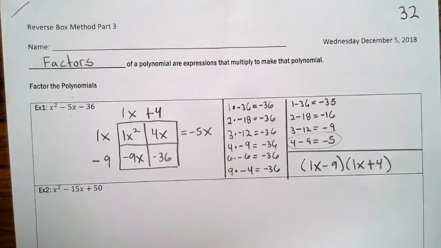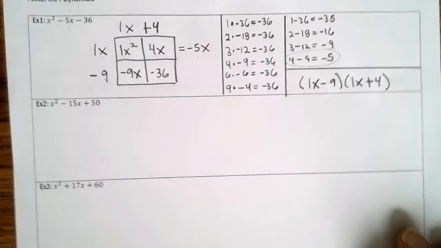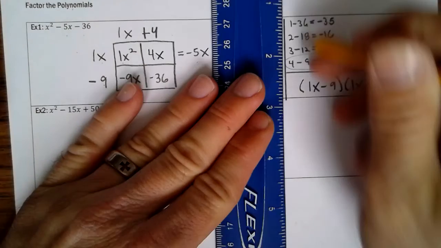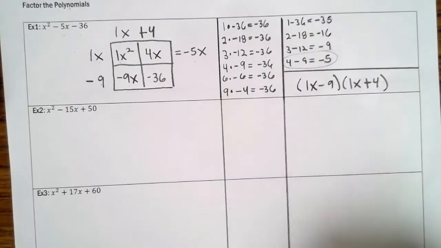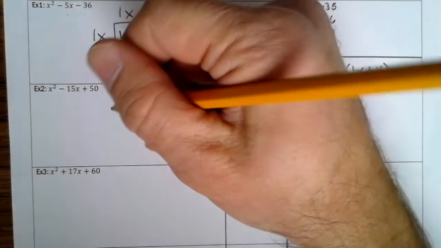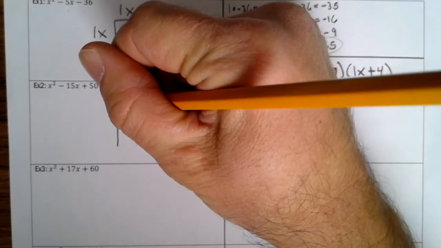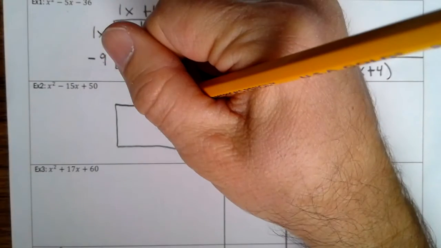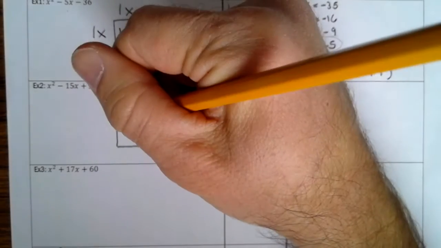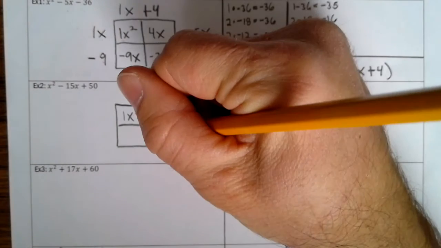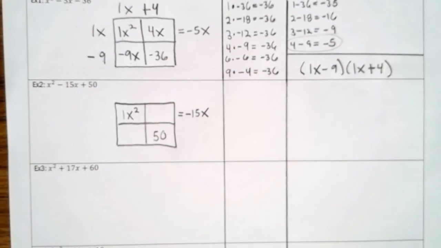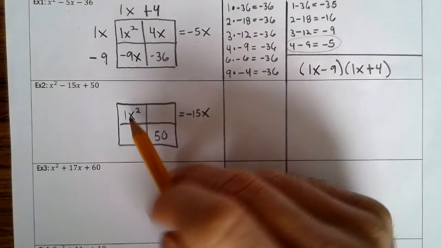All right, let's take a look at example 2. And I'm just going to go ahead and draw some lines to pre-set up some space for the next work. So we draw our box. And we do this whenever there's 3 terms in an x squared. So first term is 1x squared. Last term is 50. Middle term is negative 15x. Now, to make x squared real simple, 1x and 1x.